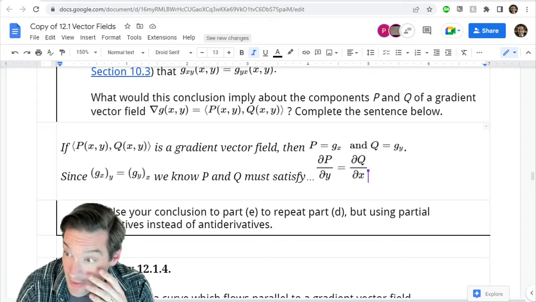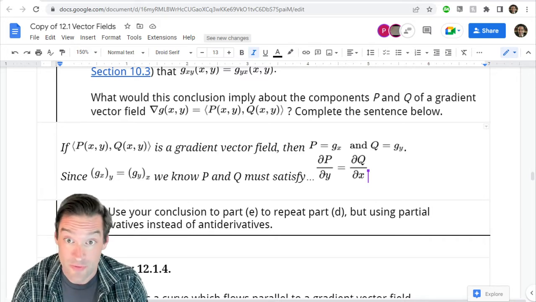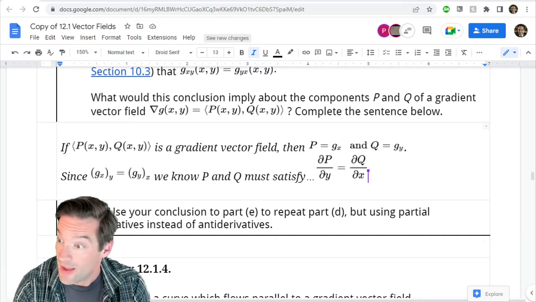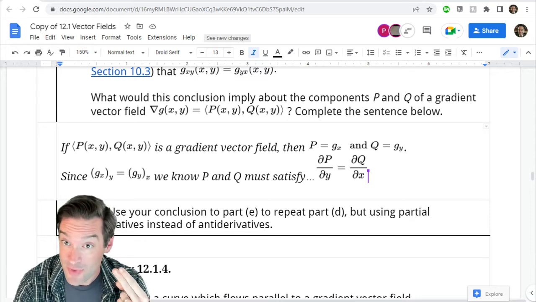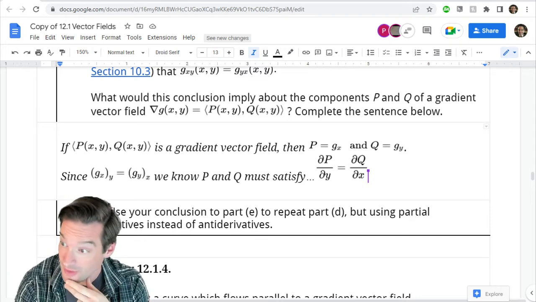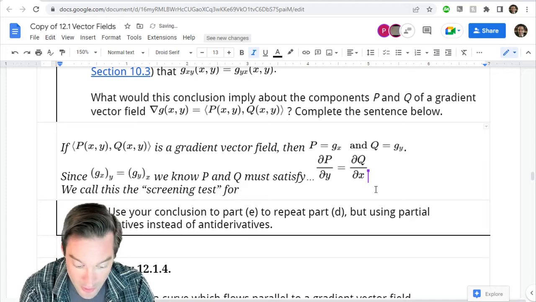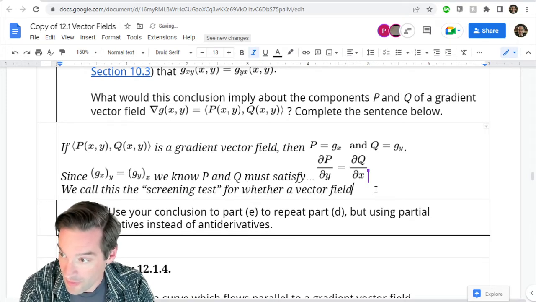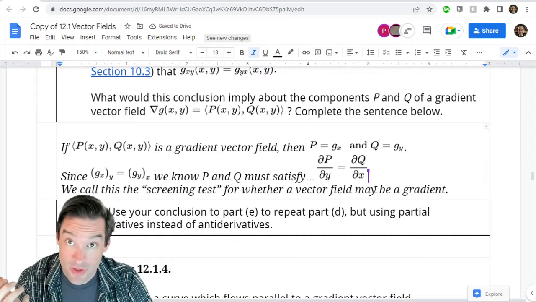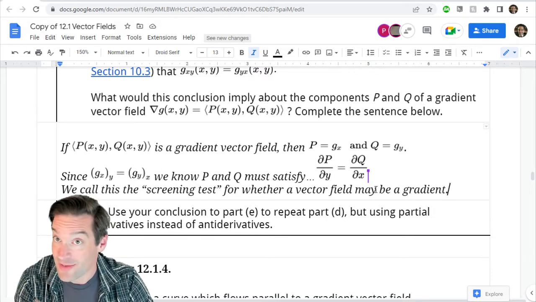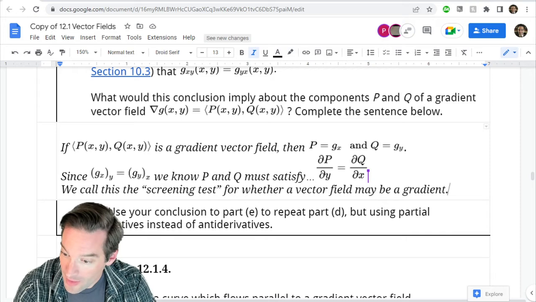So you figured out that in order for a vector field that we're handed, if it has components p and q, in order for it to be a gradient vector field, it is necessary that the y partial derivative of the p component, the first component, and the x partial derivative of the q component have to be the same as one another. dp dy has to equal dq dx. This sometimes gets a name. We call this the screening test for whether a vector field may be a gradient of some potential function. Right? So instead of trying to take antiderivatives and see if they match up, just test the y partial of the x component and the x partial of the y component and see if those two things agree with one another.